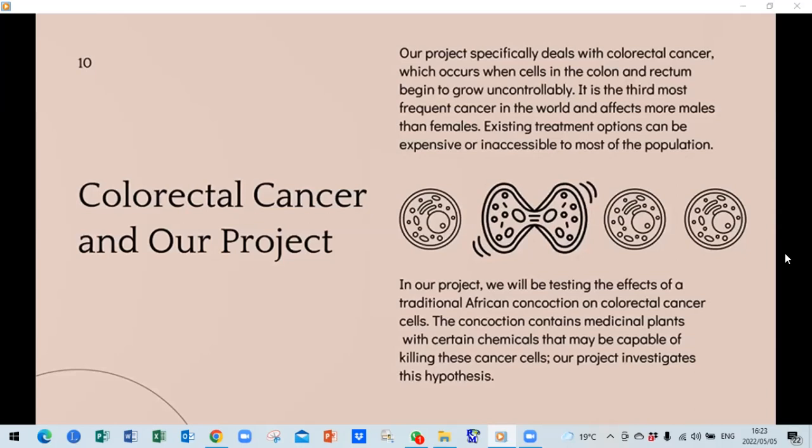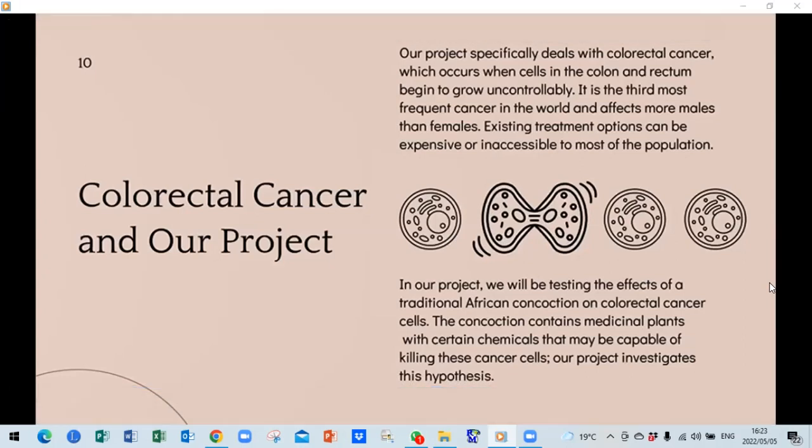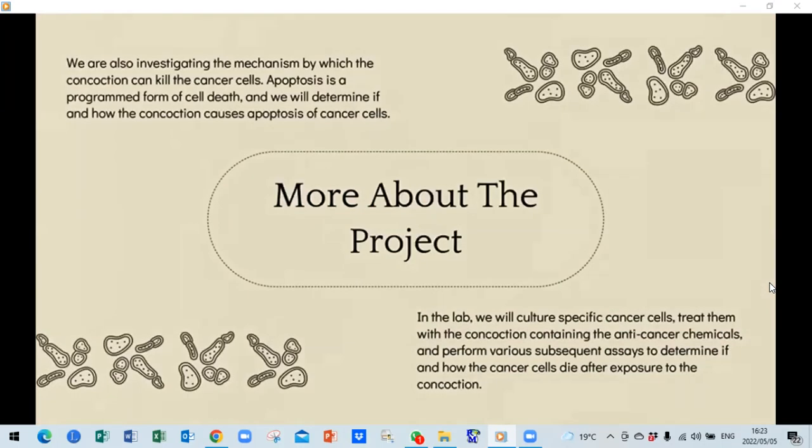The reason why a medicinal concoction may be favorable in treating cancer cells is that medicinal plants have anti-cancer qualities that act against a wide range of cancers by obliterating cancer-stimulating enzymes, producing antioxidant effects, mending DNA damage, and improving overall body immunity. We are also investigating the mechanism by which the concoction can kill the cancer cells.